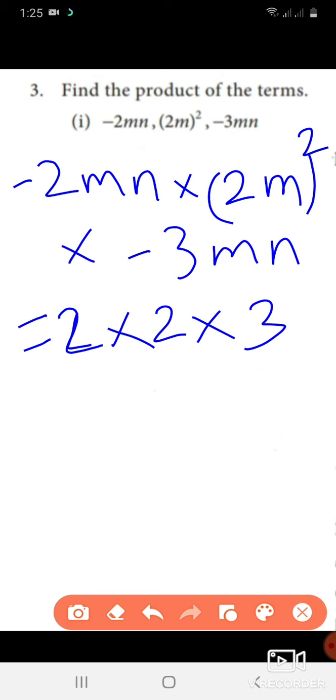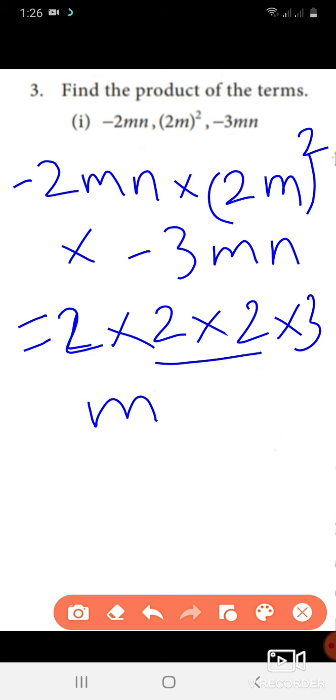Okay, 2 into 3, and then come to the variable terms. We have two variables, m and n. Here we have to put one more 2 because of the square. Why are we putting 2 twice here? 2 square. Okay. Next, the m power we have to write. In the first term we have 1, in the second term power 2, so plus 2. In the third term 1. And n power: first term 1, second term we don't have n, so just leave it and come to the next one.